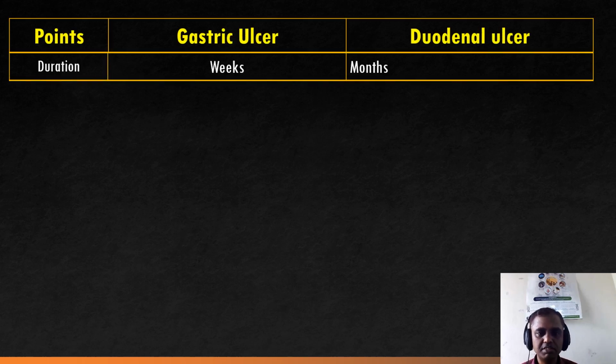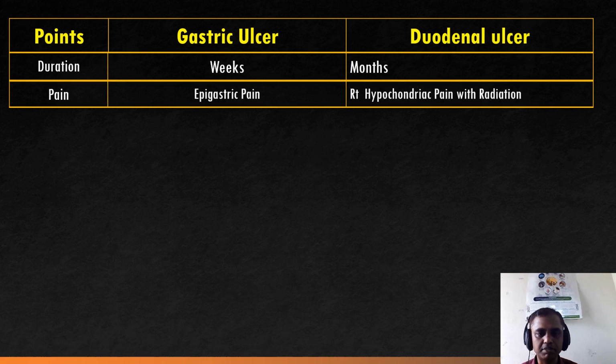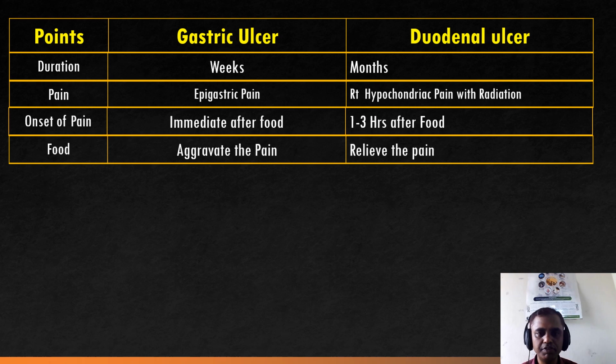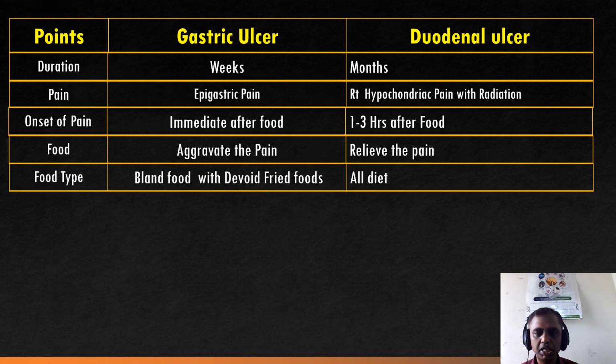Duration: gastric ulcer usually presents over weeks, whereas duodenal ulcer presents over months. Epigastric pain is usually felt by the gastric ulcer patient, whereas right hypochondriac pain with radiation is identified in the duodenal ulcer patient. The onset of pain is immediately after food in gastric ulcer, whereas in duodenal ulcer the pain comes 1 to 3 hours after food. Food aggravates the gastric ulcer patient and relieves the duodenal ulcer patient.